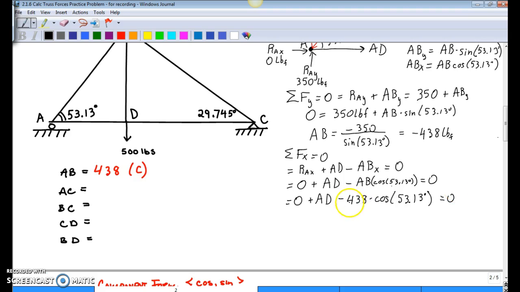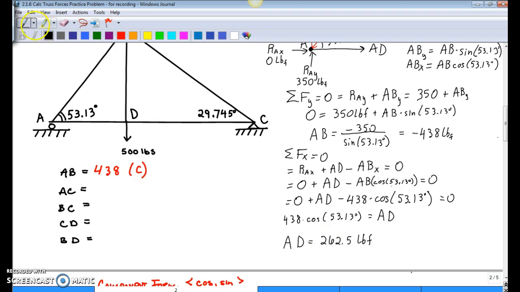So we're going to add 438 cosine 53.13 to the left side, and we get positive 438 cosine of 53.13 equals AD. So you run your calculator through, you find 438 cosine of 53.13 is 262.5 pound-force. AD is already positive when we solved for it. So our assumption that it was in tension is true.